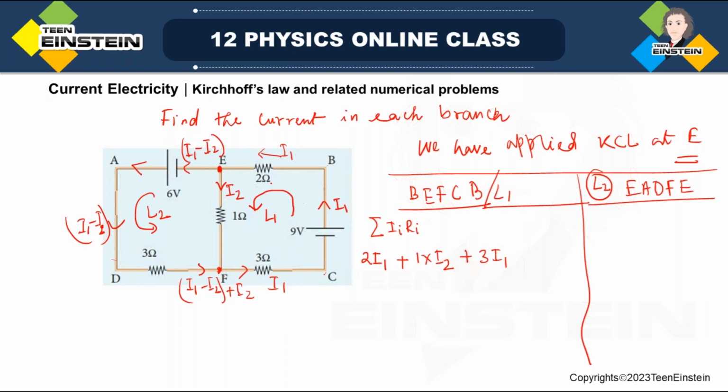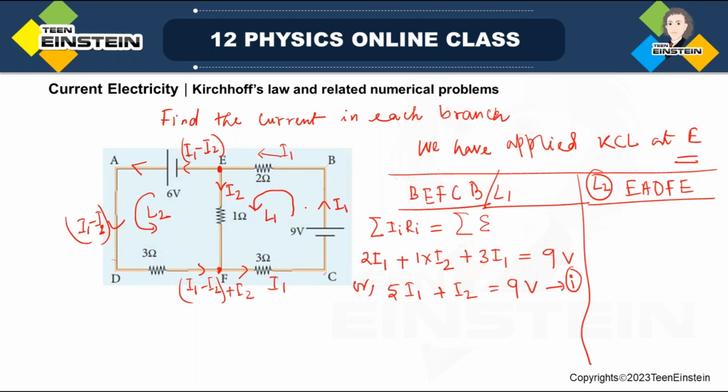And in this loop, we have already found the voltage drops. This will equal the summation of the EMFs of the batteries. Here there is only one battery, that is 9 volt. So 5 I1 plus I2 is equal to 9 volt. This is equation number 1. Now I'll go to loop 2.